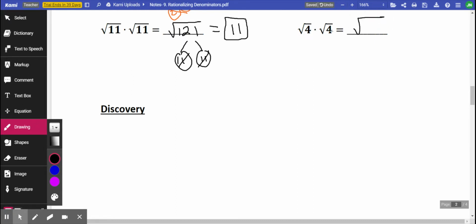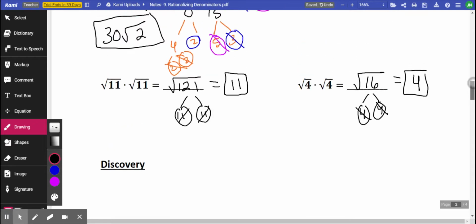So the square root of 4 times the square root of 4 is the square root of 16. 16 is split up into 4 times 4. 4 times 4 will give you 16, and that gives you a pair, which actually gives you the number 4. So what did we discover here? You should see a pattern, right?